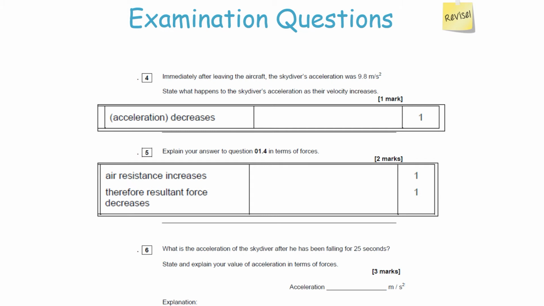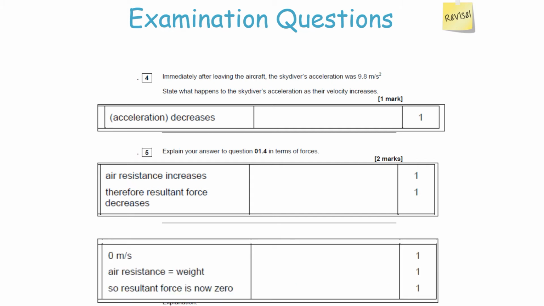Now, what is the acceleration of the skydiver after having fallen for 25 seconds? Well, we saw in the previous question that after 25 seconds it had reached its maximum velocity. If it's at its maximum velocity, it's not going to be accelerating, because it is maximum by definition. So the acceleration is 0 meters per second squared. Why is this the case? Well, a resultant force causes an acceleration, so if you've got no acceleration, you've got no resultant force. That tells us that the two forces acting on the object, air resistance and weight, are equal to each other, so they both cancel out.